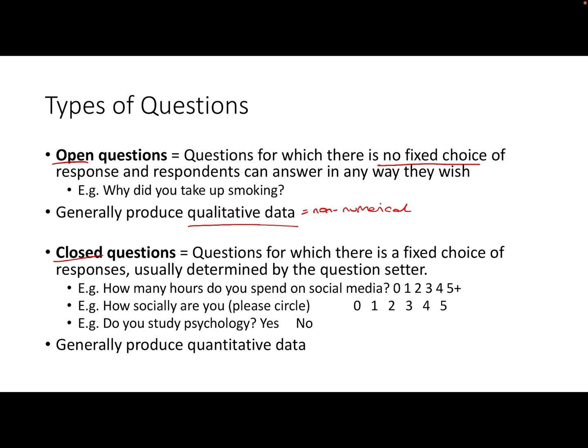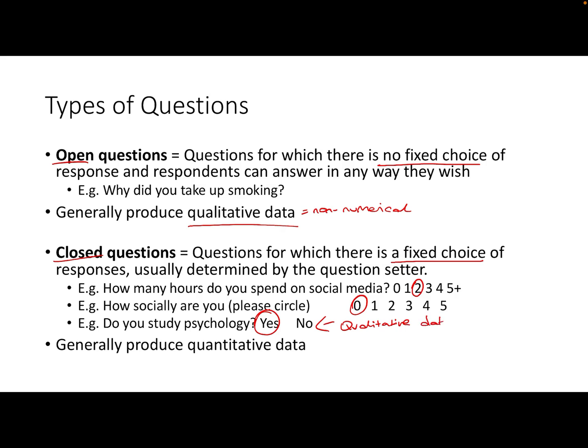We can also have closed questions in a questionnaire, so this is where there is a fixed choice of responses, and this is usually determined in advance by the person who has created the questionnaire. So, for example, how many hours do you spend on social media? Circle one. How social are you? Please circle. And do you study psychology? Yes or no. Now, note, this one here is going to produce qualitative data, yes or no.